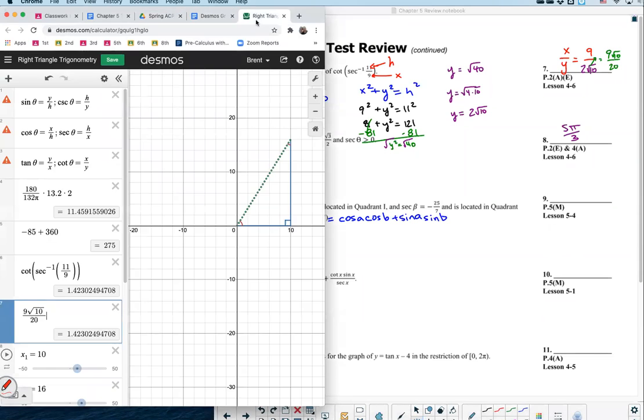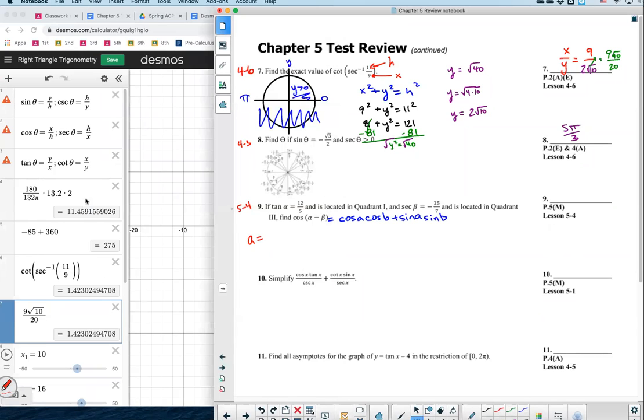Let me come back over here for a second. So tangent is y over x, and it's located in quadrant 1, which means both my y is positive and my x is positive. So for, let's call it A apostrophe, what I know is that y and x have to be positive. X equals positive 5, y equals positive 12.